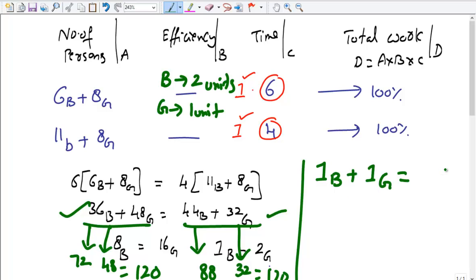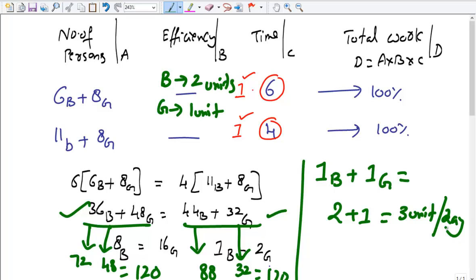Now one boy and one girl, they have to finish 120 units, where a boy's capacity is 2 units per day and a girl's capacity is 1 unit per day. That is 2 plus 1, so that is 3 units a day. Now, total units are 120. Now we can easily say that it's 40 days.